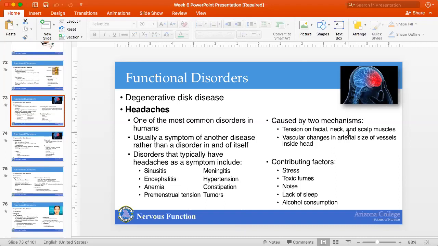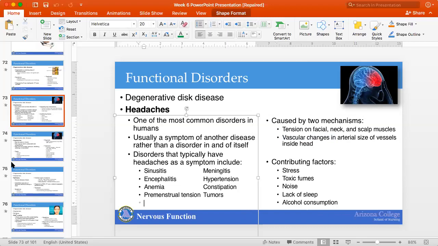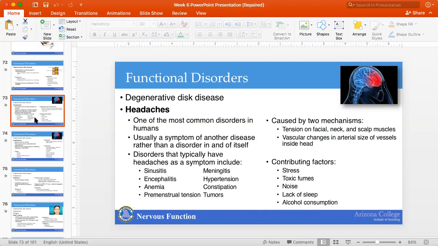Headaches are caused by two mechanisms: either tension on facial, neck, and or scapular muscles, or vascular changes in the arterial size of vessels inside the head, which is probably the more common one. I don't know that for sure, but probably the more common type would be this. Contributing factors would be stress, potentially toxic fumes or noise, lack of sleep, alcohol consumption. You could also be dehydrated. Maybe several things are going on that lead to headaches.